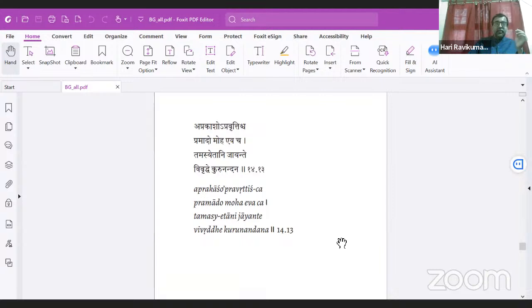Aprakasho pravrittischa. अप्रकाशो प्रवृत्तिश्च Pramado moha evacha. प्रमादो मोह एव च Tamasyetani jayante. तमस्येतानि जायन्ते Vivruddhe kurunandana. विवृद्धे कुरु नन्दन.